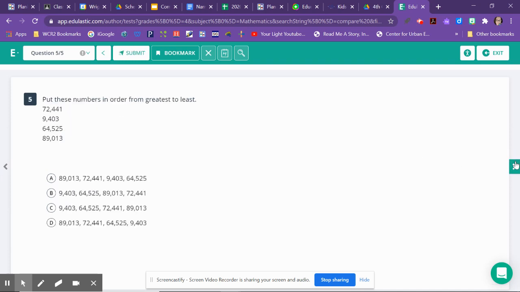Put these numbers in order from greatest to least. So make sure you choose whichever one is putting the numbers in order from greatest to least. Pay attention to the commas. I don't know why they chose to separate the numbers by commas, but you can see the comma that's separating each number. There's a space in between there. So pay attention to that.